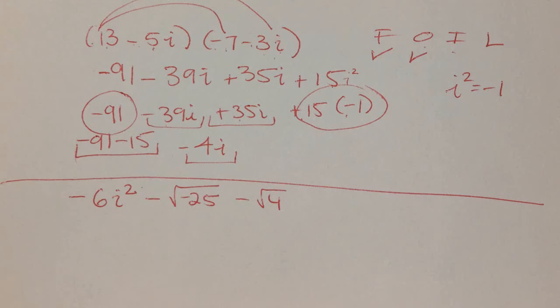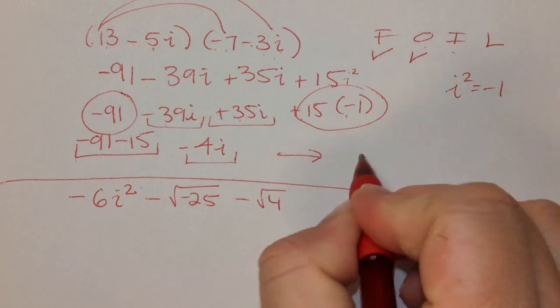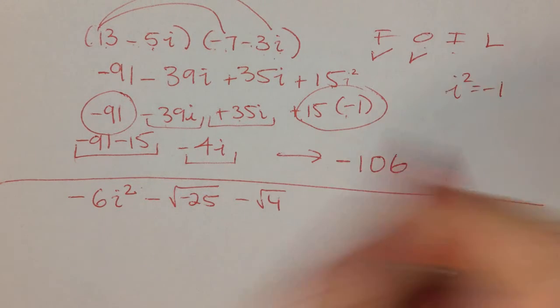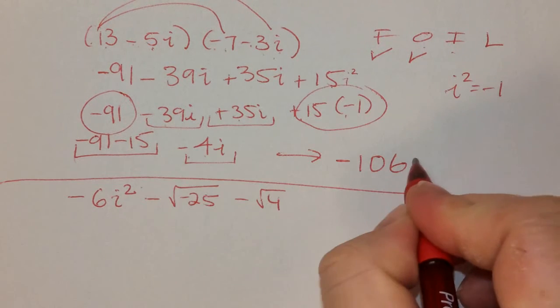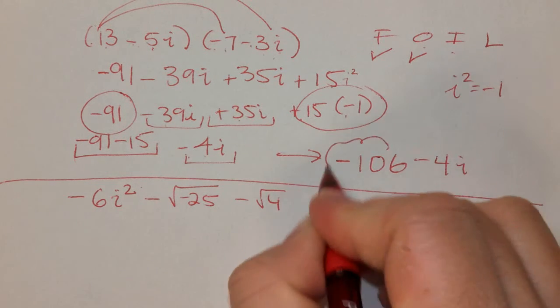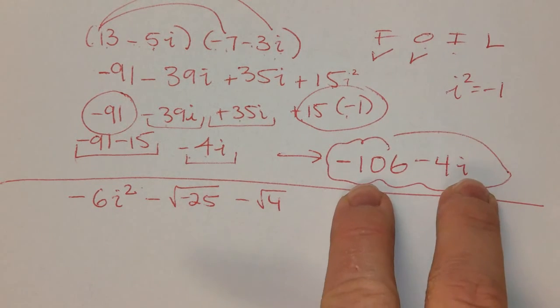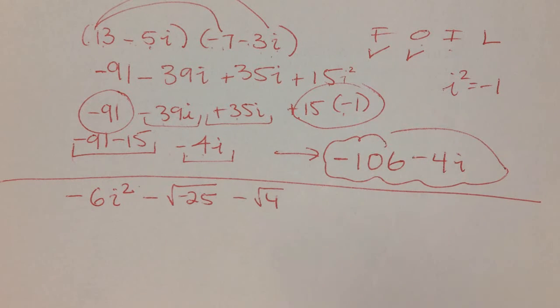So I'm going to take 91, and since they're both the same signs, negative 91 and negative 15, I'm going to add them. So 91 plus 15 is 106. Keep the sign of the larger number. And then minus 4i. As far as you go, you cannot combine these two. Real and imaginary part of the complex number.